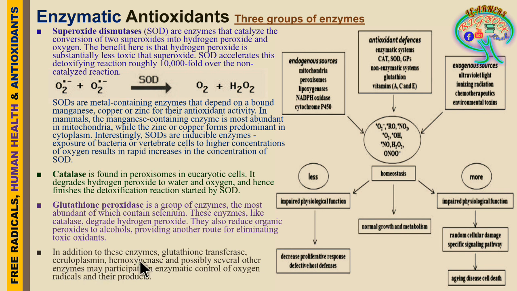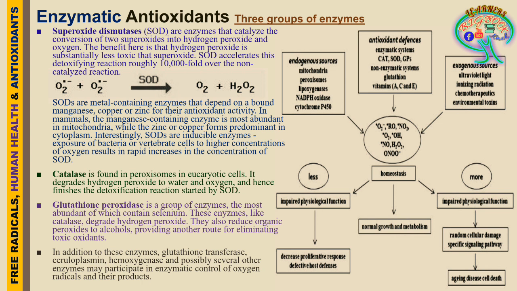In addition to these enzymes, glutathione transferase, ceruloplasmin, hemoxygenase and possibly several other enzymes may participate in enzymatic control of oxygen radicals and their products. Now what we have discussed about the superoxide dismutase, catalase and glutathione peroxidase, we have already discussed during the source of the production of the free radicals.